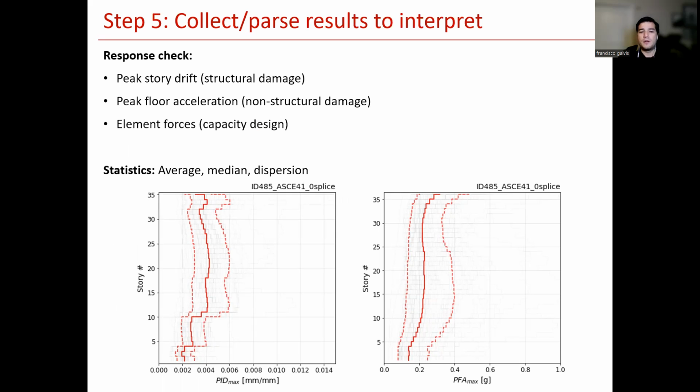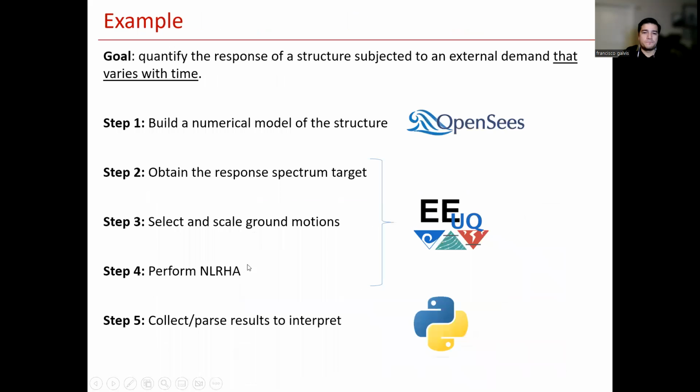The typical outputs that are of interest for structural analysis are peak deformations, or in this case, interstory drift, peak floor accelerations, and element forces, right, for capacity design of elements. And you can plot them in figures like this, for example, where you have the story on the vertical axis and you have the interstory drift or the floor acceleration on the horizontal axis, and you have in gray each of the ground motions you analyzed, and you overlay some statistics on top to understand what's the spread and what's the mean response and how that compares across ground motions.